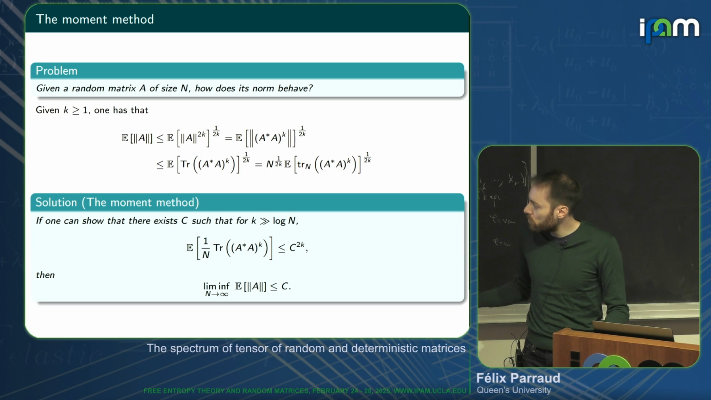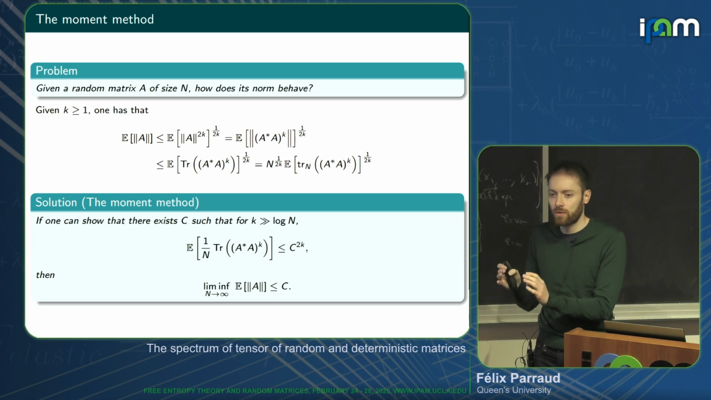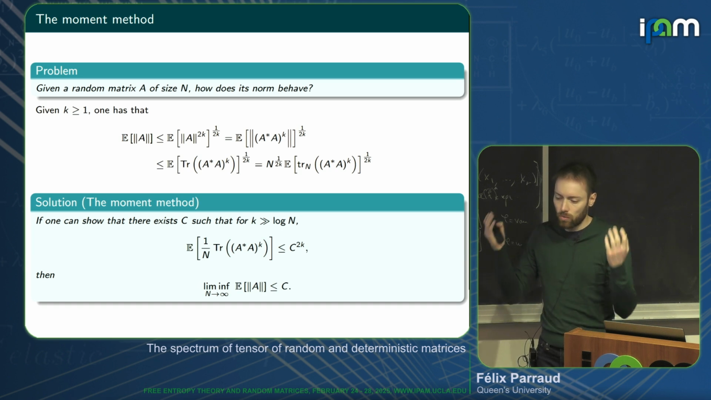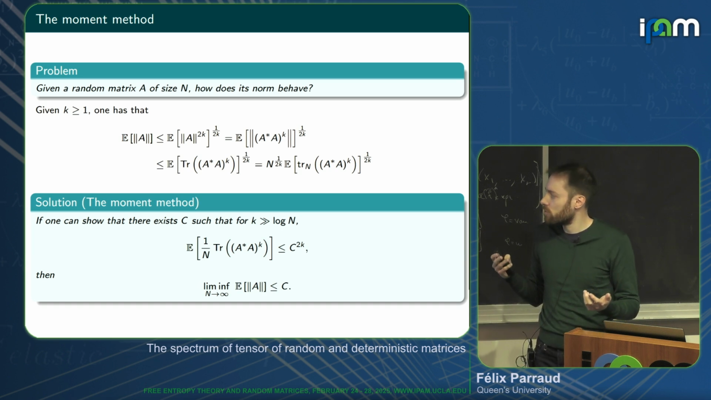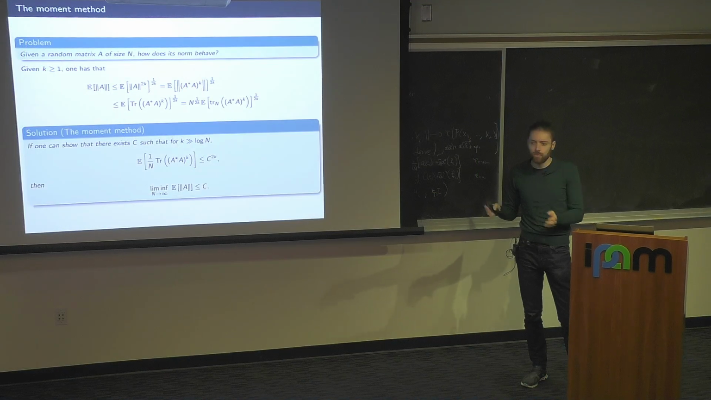And finally, if you want to study the norm itself and not its expectation, then you can once again just use some concentration estimates. That's very classical in random matrix theory and not something you should be worried about, at least when working with Gaussian unitary models that are very smooth.